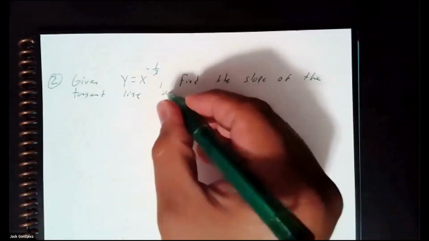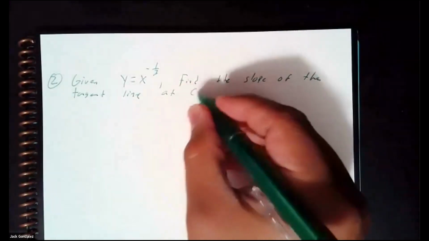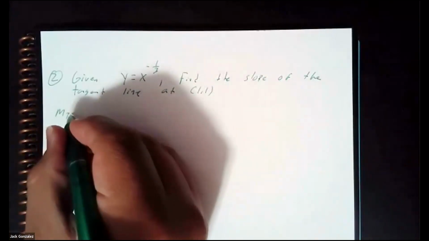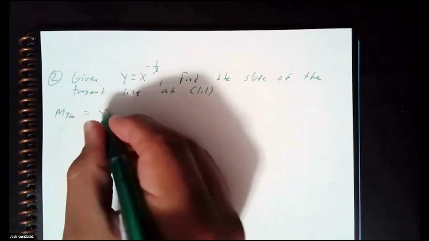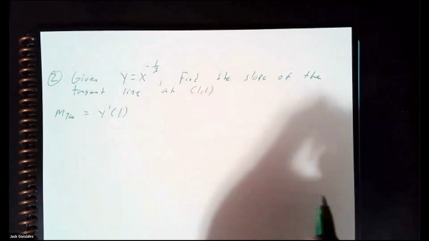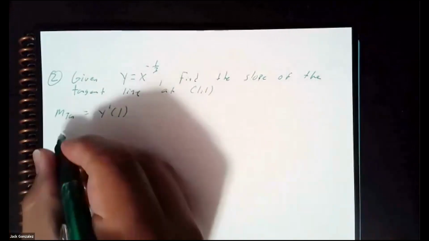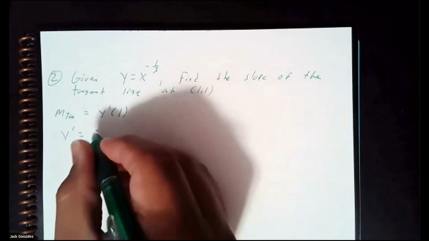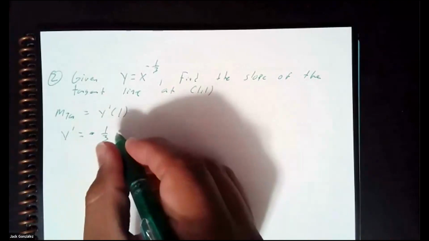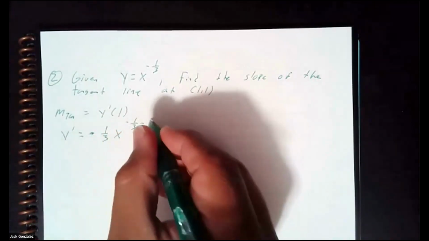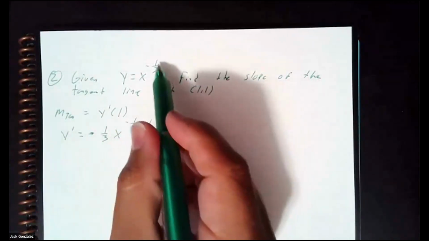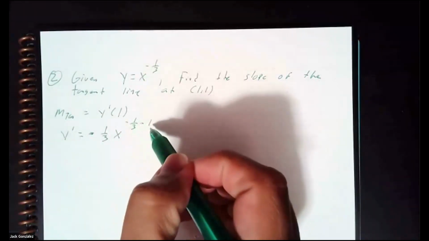So remember, the point is 1, 1. What you've got to do: m tangent for this case is equal to the derivative at the x value they're talking about. So first find the derivative. That would be equal to negative 1/3 times x to the negative 1/3 minus 1. The rule says you bring the power down, subtract 1.